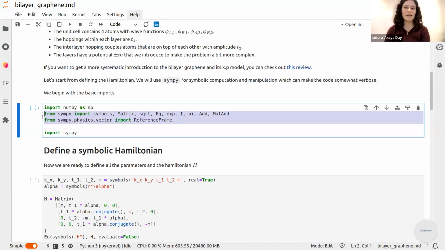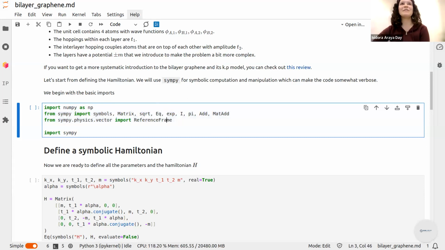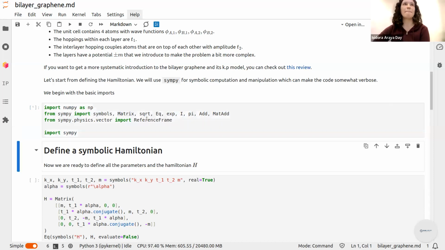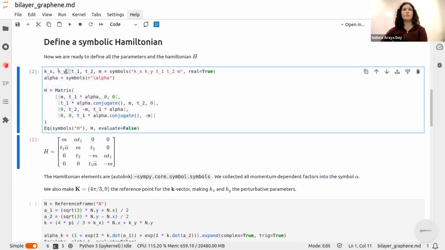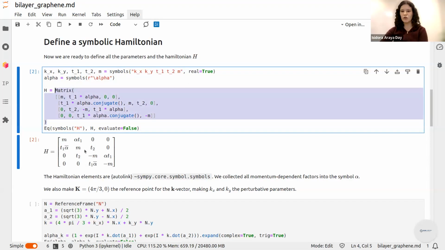So SymPy will allow us to get a symbolic effective Hamiltonian for bilayer graphene, which is really cool. So we can import functions like symbols so that we can define the hoppings and the different parameters in the Hamiltonian. We can import matrix, square root, exponential, imaginary, different things. Then we can define the different symbols, and with those, we can define a Hamiltonian, and that matrix is being shown here. So as I said before, we're using 2 layers of graphene on top of one another. So we have a Bloch Hamiltonian that is a 4x4 matrix because each layer has 2 degrees of freedom.